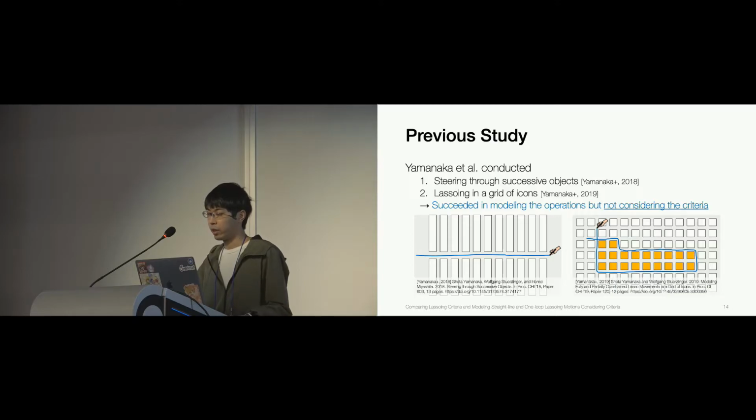In previous studies, Yamanaka conducted steering through successive objects and lassoing in a grid of icons, and they succeeded in modeling the operations. However, in their tasks, users could not touch any objects, so their task did not consider lassoing criteria. If considering the criteria, users can partially touch the objects. In short, the lassoing performance considering the criteria is unclear, and the model considering it does not exist.